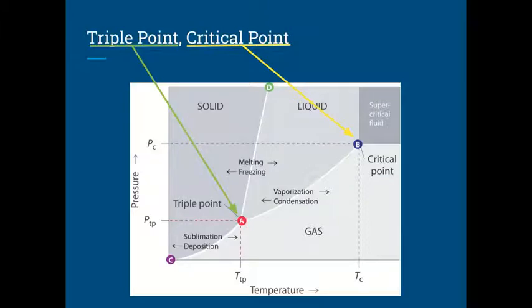The triple point is here, and that's where you have liquid, solid, and gas all coexisting. And then the critical point is over here, and above the critical point you have supercritical fluid, where the liquid and the vapor are indistinguishable.